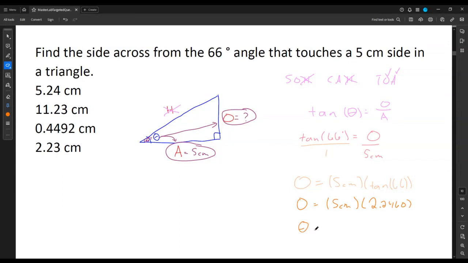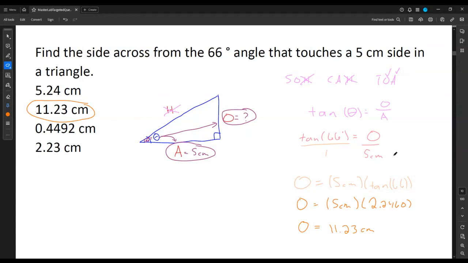And then multiplying these together, oops, that's not theta, that's just O, but multiplying these together gives us 11.23 centimeters, which is an answer choice. So there's some practice with each different function. You have to be very careful with the placement of the variables. Make sure you can label these sides. That's why it helps to draw sort of a generic triangle the same way as often as you can.